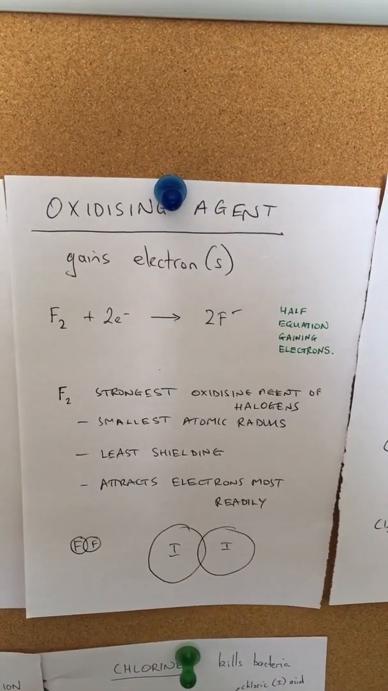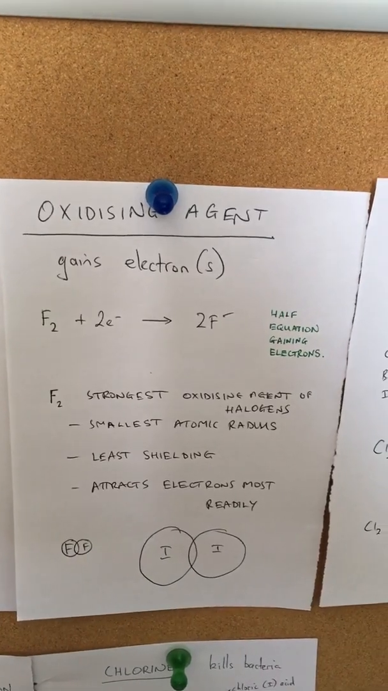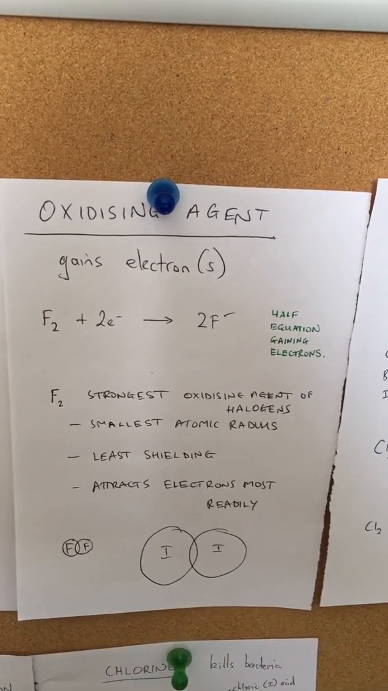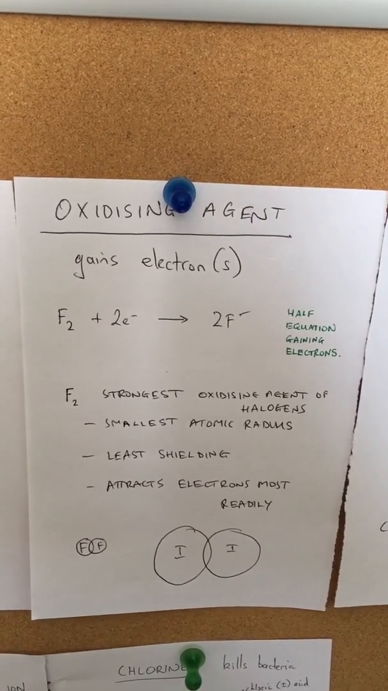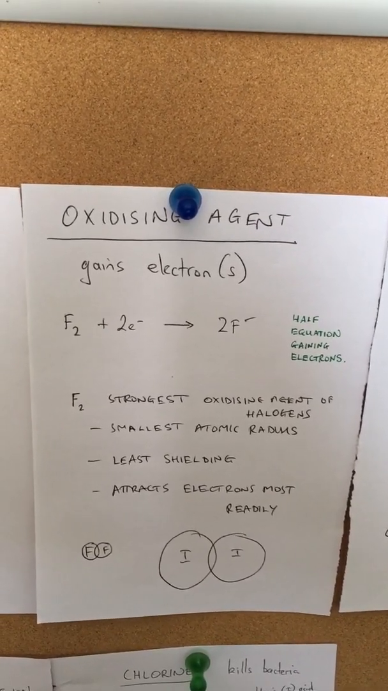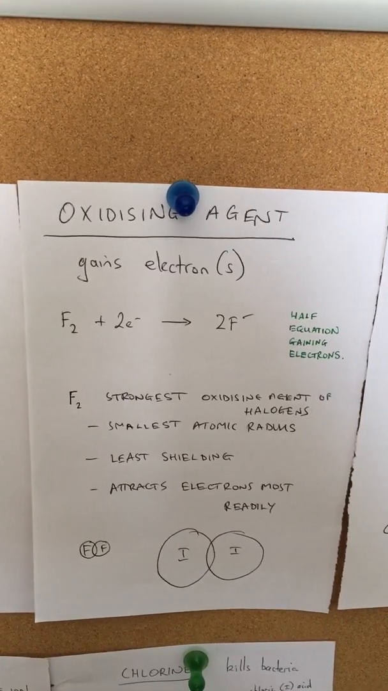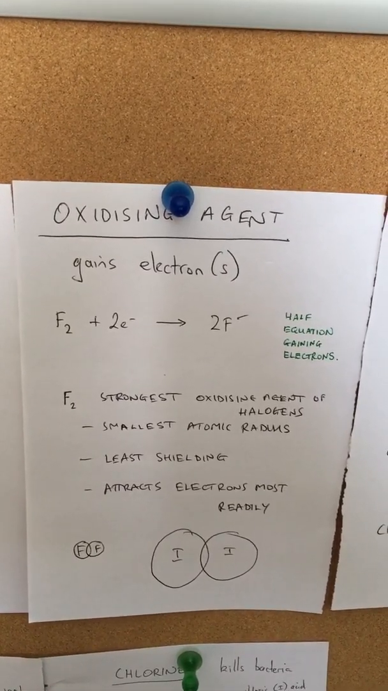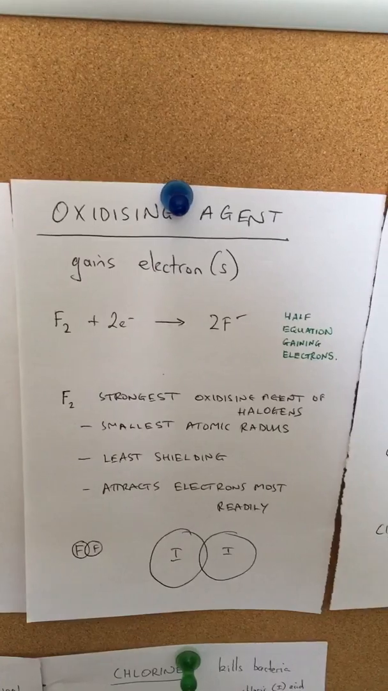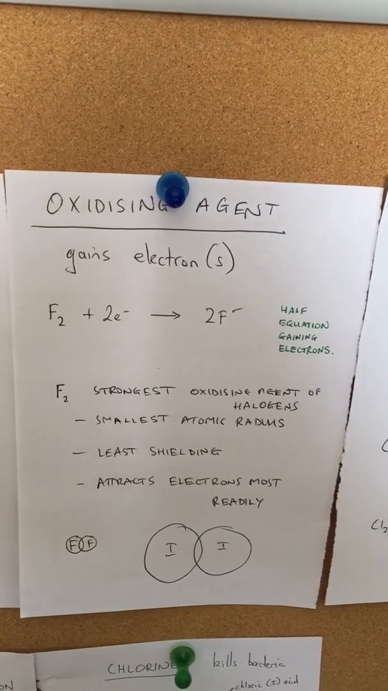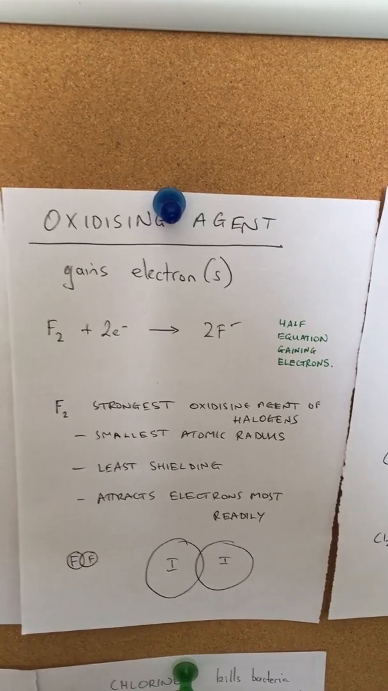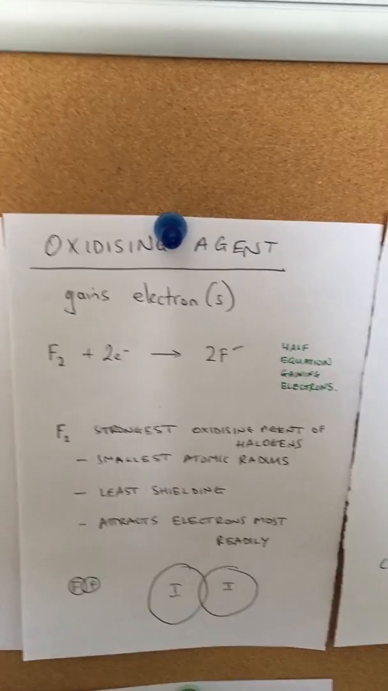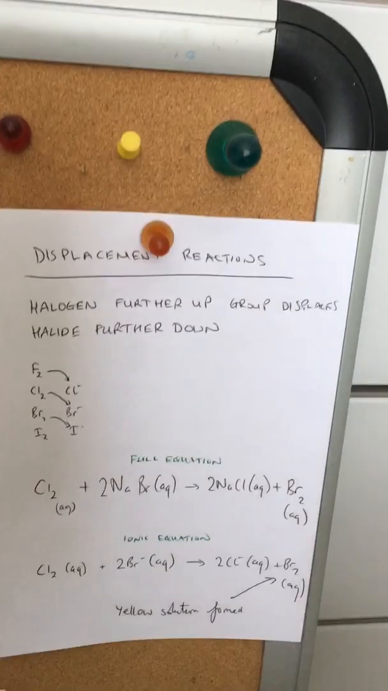And then fluorine is the strongest oxidizing agent of the halogens. It's got the smallest atomic radius. It's got the least shielding, and therefore it attracts electrons most readily. And I've got a little picture at the bottom, and you can see electrons would be attracted to the nucleus of the really small atom in the fluorine molecule, and the iodine atoms are much bigger, so they would attract the electrons much less.